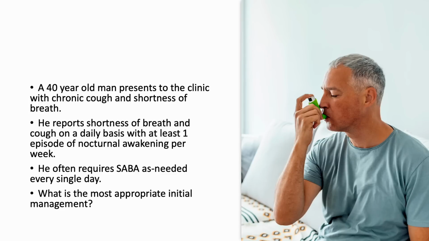A 40-year-old man presents to the clinic with chronic cough and shortness of breath. He reports shortness of breath and cough on a daily basis, with at least one episode of nocturnal awakenings per week. He often requires SABA as needed every single day. What is the most appropriate initial management?